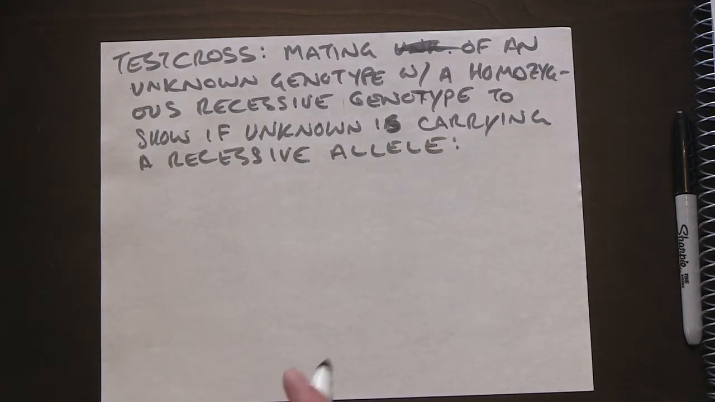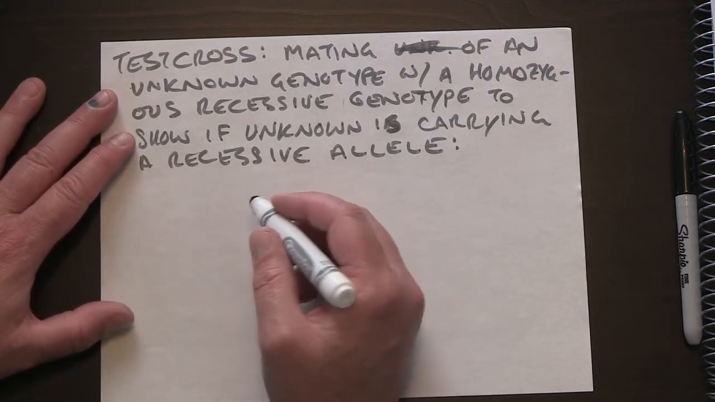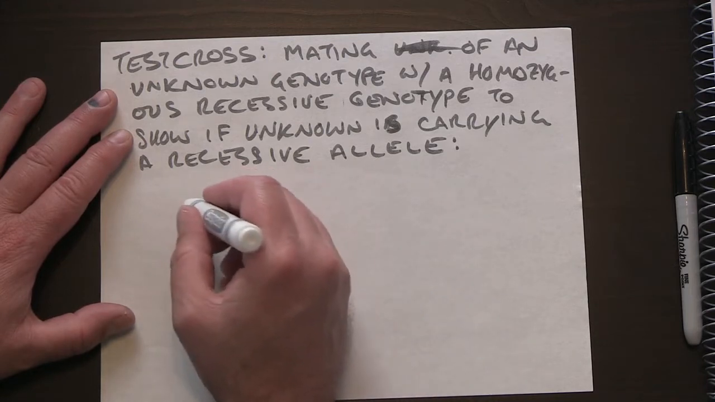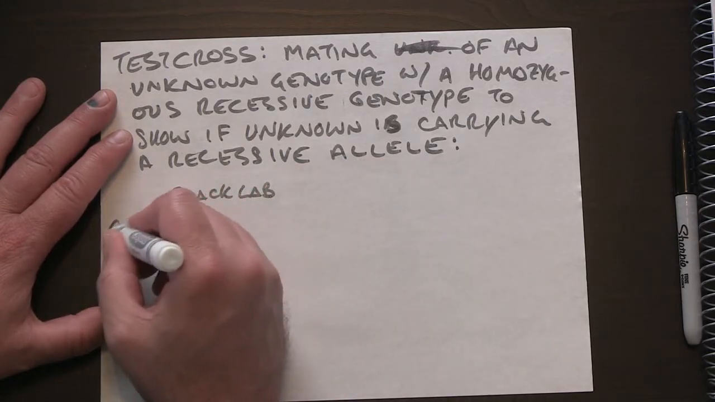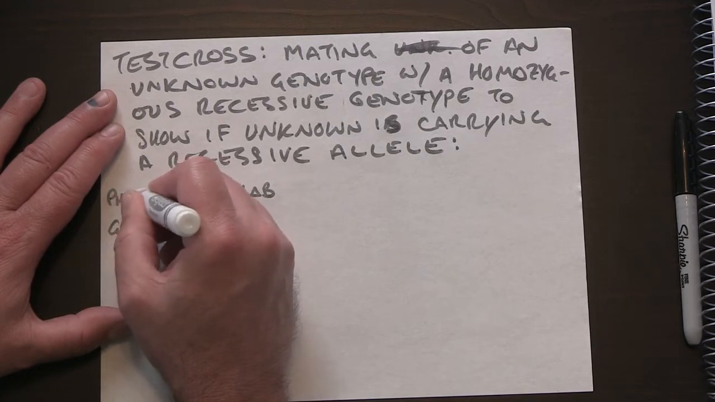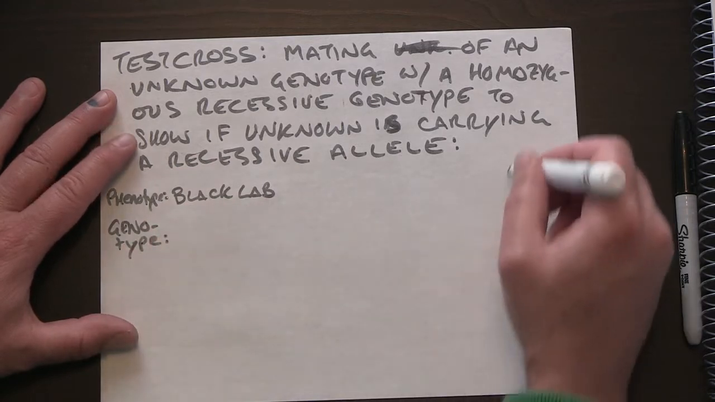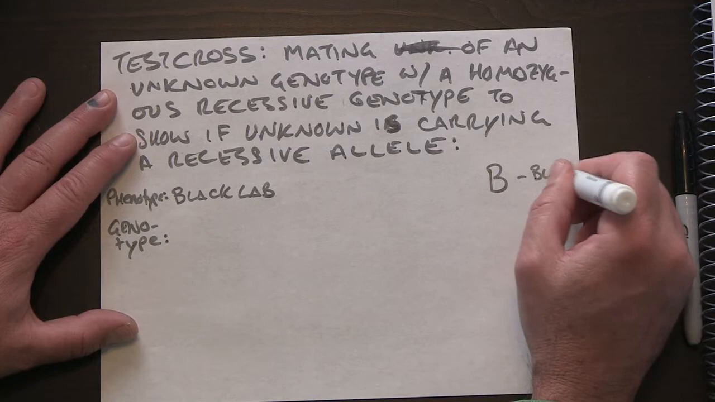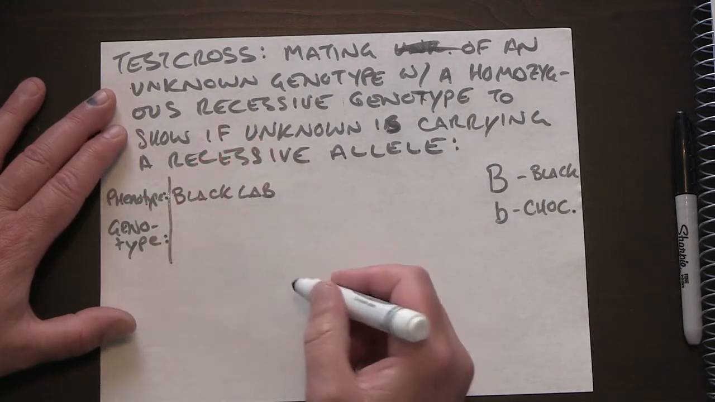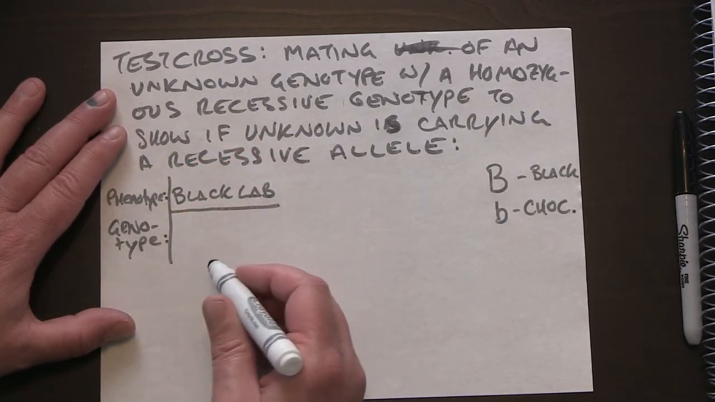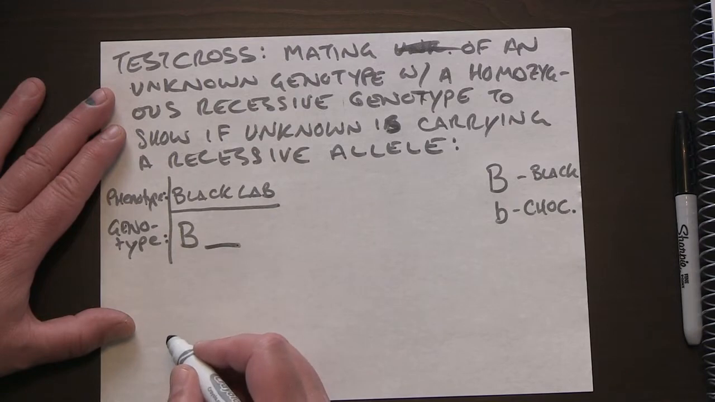Okay, so let's go back to our labs, Labrador retrievers, not laboratories, Labrador retrievers. So we have a black lab, and this is its phenotype, and its genotype. Remember, big B is for black, and little b is for chocolate. So this particular black lab, its genotype could either be big B, big B, or big B, little b. So we don't know, right? That's an unknown genotype.